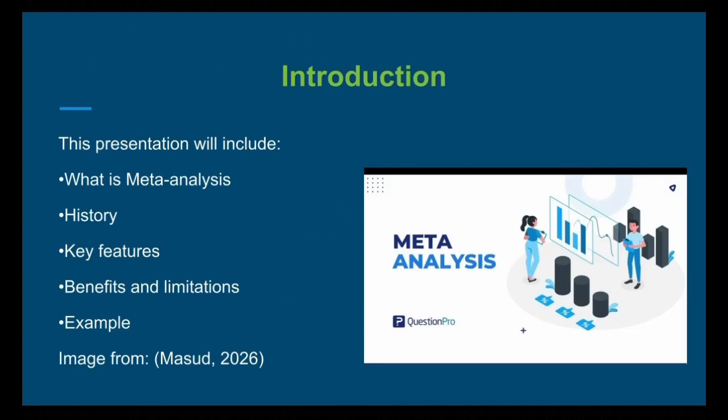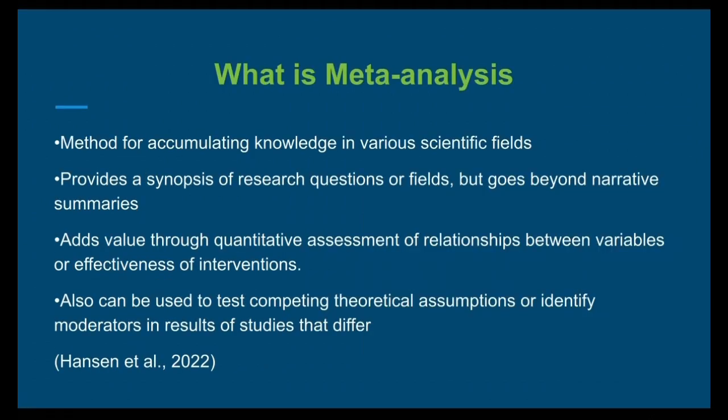This presentation will cover what is meta-analysis, the history of it, the key features of the method, an example, as well as benefits and limitations. So first off, what is meta-analysis? Meta-analysis is a quantitative research method. This method is utilized to collect and analyze data from multiple sources to find relationships between variables or the effectiveness of interventions. It can also be used to compare and look at inconsistencies between studies or differing results.